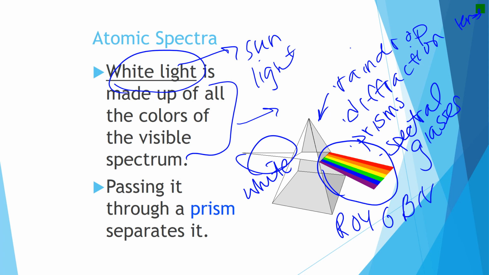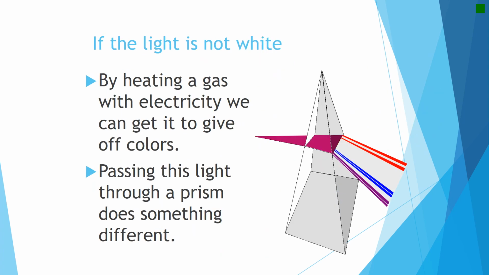So that's what happens when you have white light and you pass it through a prism or a diffraction lens or a raindrop: you get these wonderful colors, and this is called a continuous spectrum. And what that means is that it perfectly blends from reds to oranges to yellows to greens to blues to violets. There are no breaks.